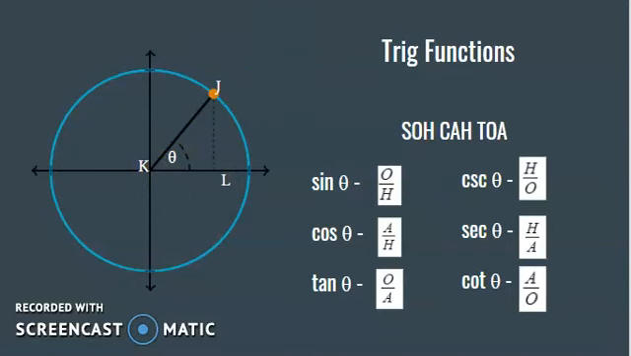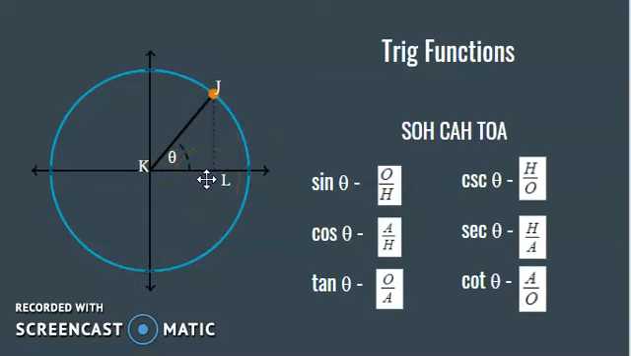To memorize these three main trig functions, we use SOHCAHTOA. Sa is sine of theta, which would be opposite over hypotenuse. And then we have ka, which is cosine, which is adjacent over hypotenuse. And finally, we have toa, which is tan of theta, which is opposite over adjacent.